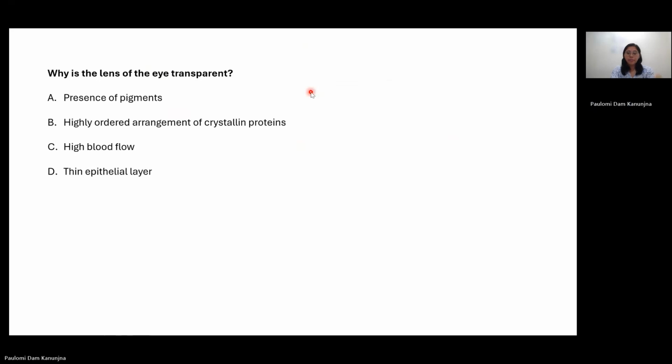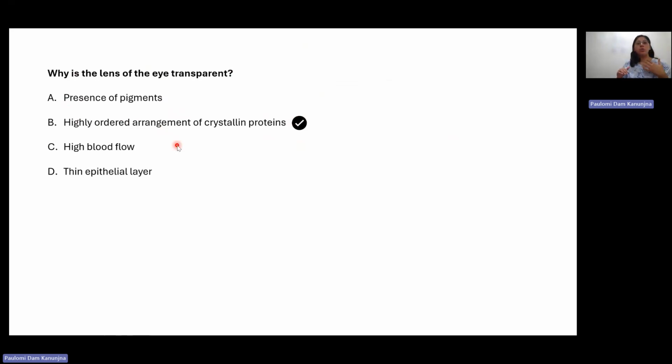Okay. So the answer is highly ordered arrangement of crystalline protein, as I have been telling you so far. But let's now look into the reason why this is the correct option and the others are incorrect options. So these crystalline proteins are highly ordered. Highly ordered means they are stacked with each other, right? So they are not scattered. They are all compactly packed with each other. And that makes it like a regular array.